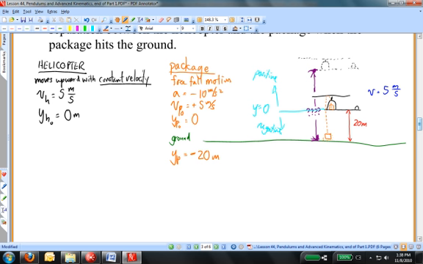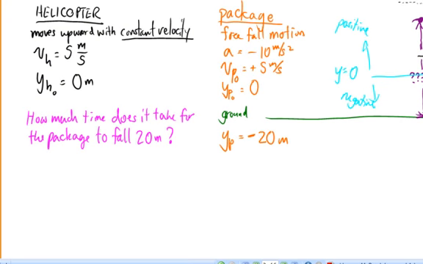So we want to figure out how much time it takes for the package to fall 20 meters. Since this is an object that is experiencing constant acceleration, we can pull out one of our equations of motion to help us out. And I'm going to suggest the second equation of motion, y is equal to y naught plus v naught times t plus 1/2 a t squared. We know everything for the package in that equation except the time.